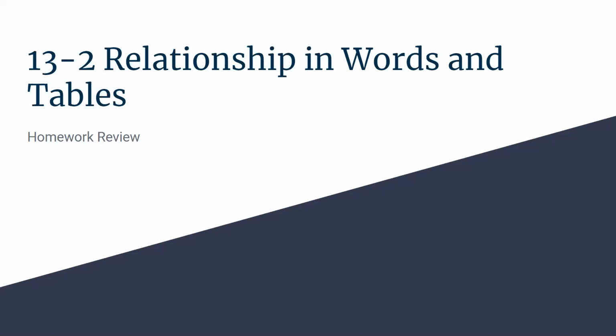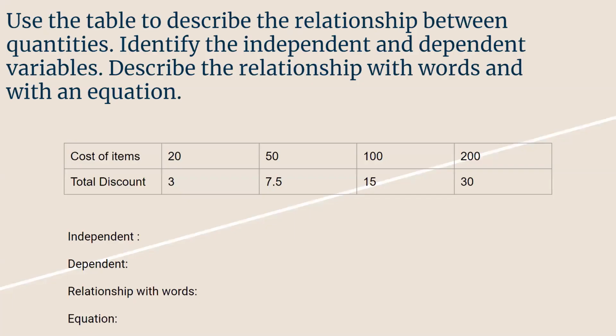I just wanted to go through these questions instead of sending you back the correct answers. It's easier for you to actually hear it explained versus me just giving you the answers and you not understanding where they came from. So when you are looking at this homework page, numbers 1, 2, and 3 have tables on them, which was the title of this lesson, relationships in words and tables.